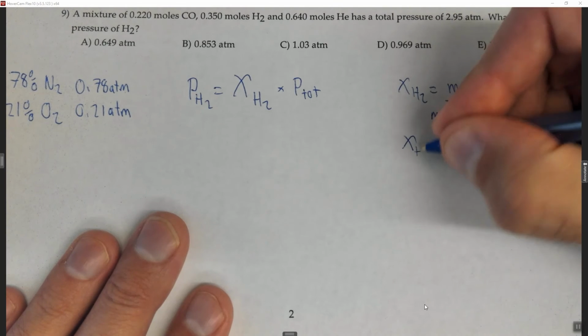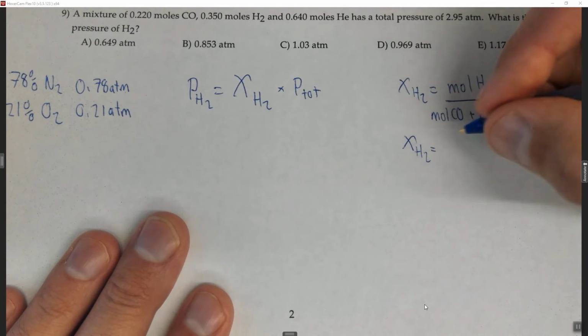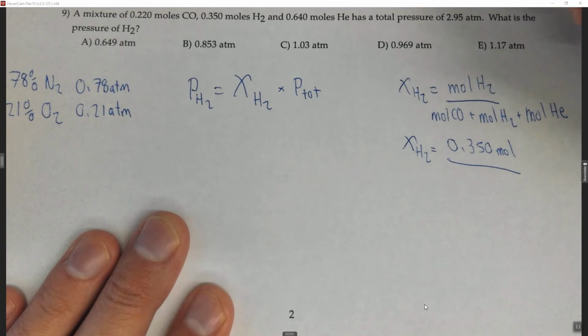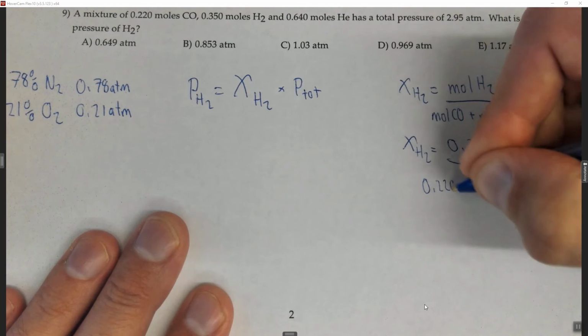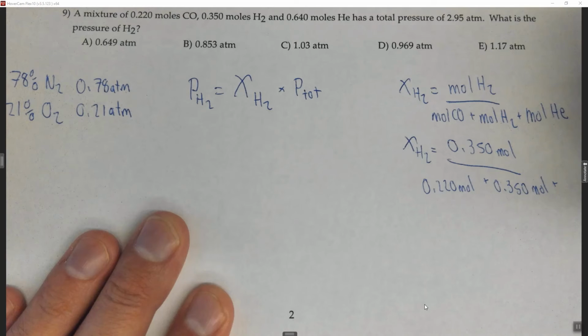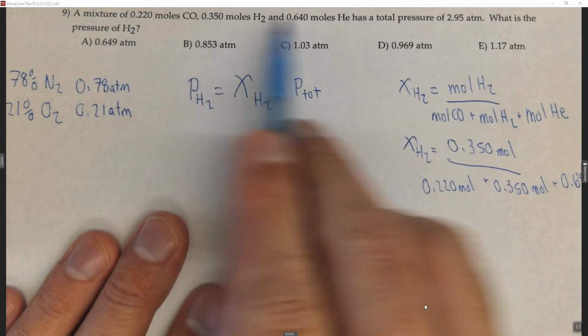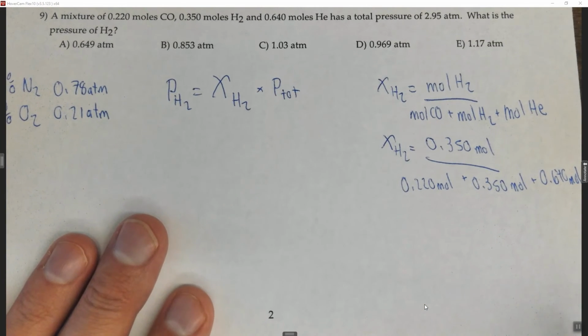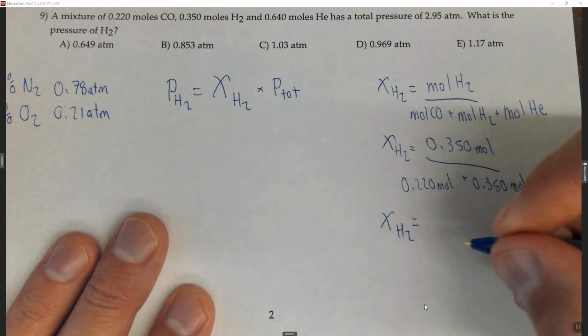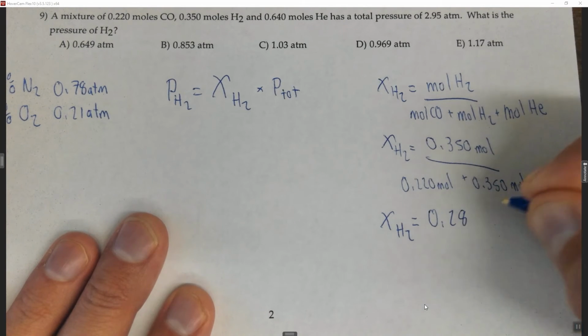So the mole fraction of hydrogen is equal to the 0.350 moles divided by the carbon monoxide, which is 0.220 moles, plus the hydrogen, which is 0.350 moles, plus the helium, which is 0.640 moles, which again, I just got from right here. Okay, sorry, it's off the screen a little bit. Now, when you do the math, you find that the mole fraction of hydrogen is equal to 0.289256.